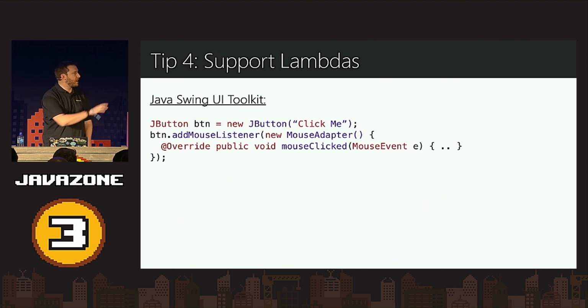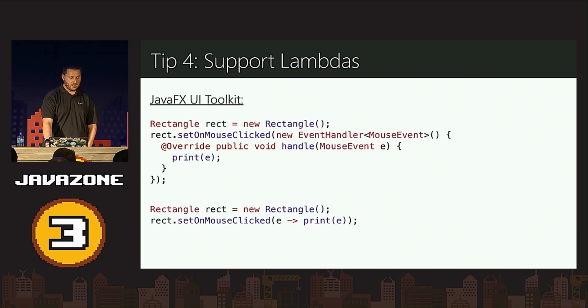Rather than having a mouse listener, like you see there, where you pass in an adapter or a listener that has many different methods, with JavaFX what we did is we had a more specific method on the rectangle. In this case, we had a setOnMouseClicked method. And so this meant that the argument into the setOnMouseClicked method could accept a functional interface, because there's only just that one piece of callback that we needed.